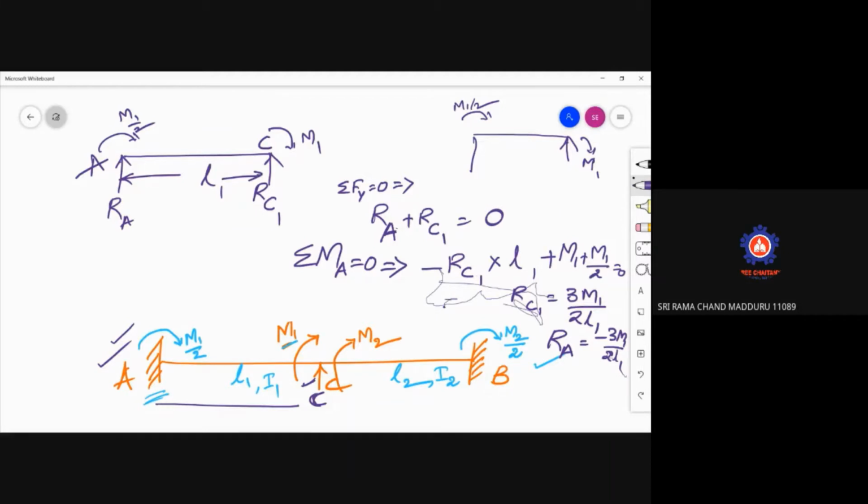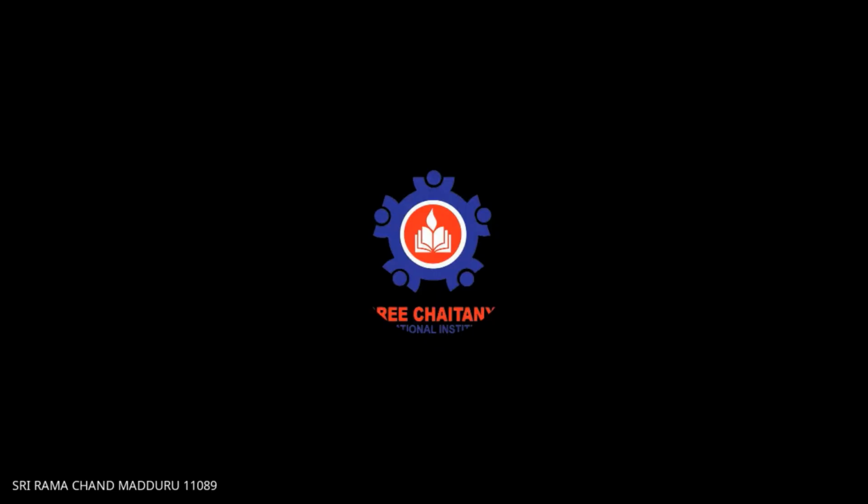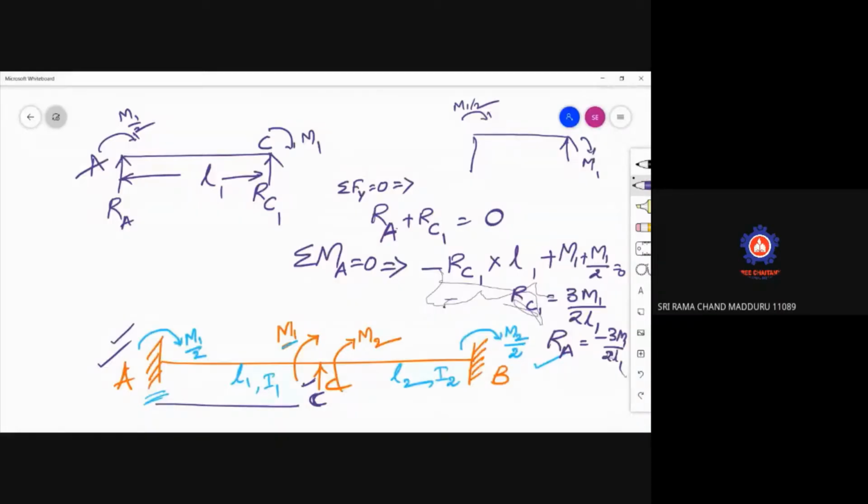Now, in a similar way, you can also calculate RC2 as well as RB. Now, if I draw the bending moment diagram, the reaction force here is minus 3M1 by 2L1. You need to consider this when drawing the bending moment diagram. M1 by 2 is creating hogging at the bottom portion, so this is negative. And here, RA reaction force into distance is 0.